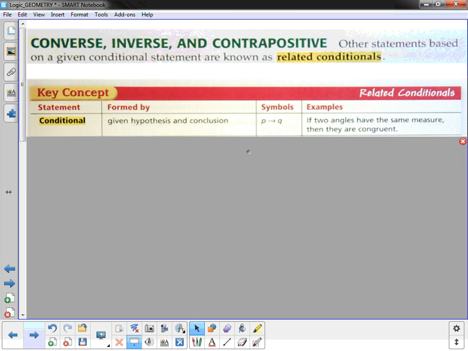Now when you read that, could that be a true statement? If two angles have the same measure, then they're congruent. Is that true? I would say yes. That is a true statement. So I would say this is true.